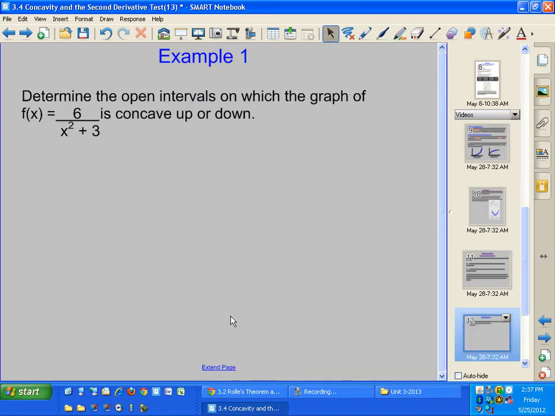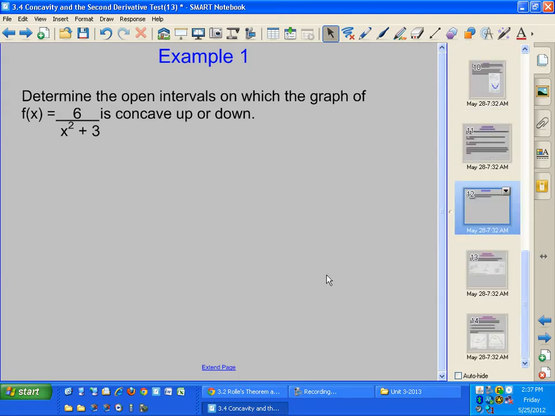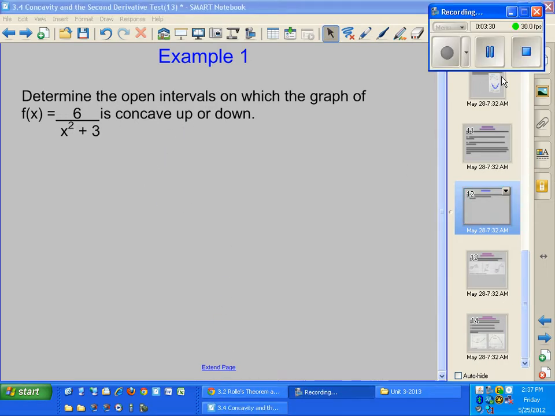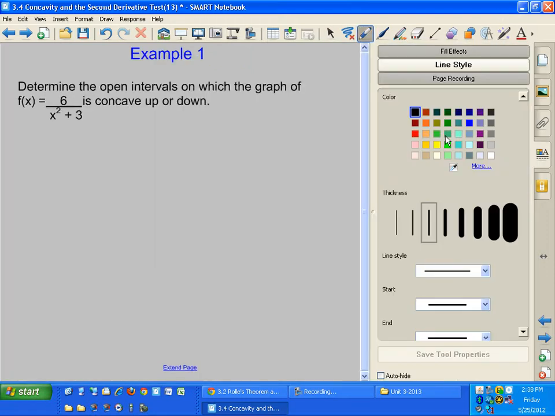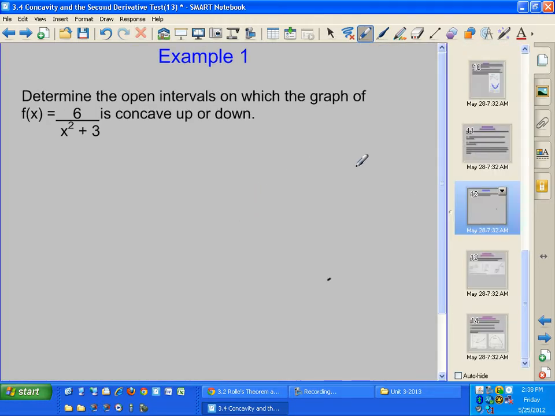And then the next thing that we're going to talk about, well, we'll do an example. We're going to go through and determine the concavity of the graph. Since we're trying to find where this graph is concave down, without graphing it, we're going to use the second derivative here and find out what's going on.